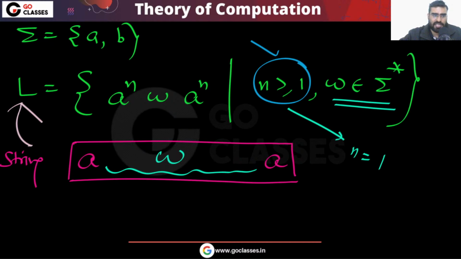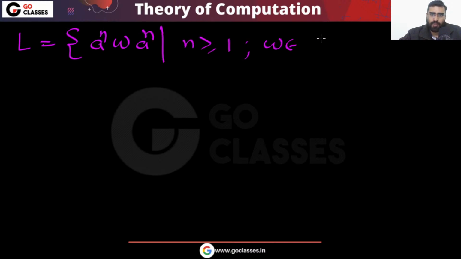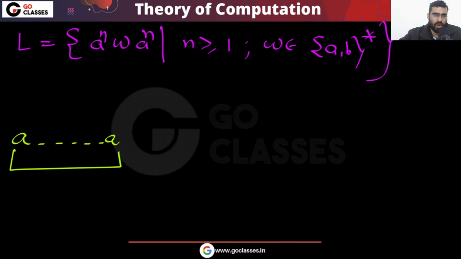W belongs to sigma star. This condition is satisfied. N is greater than or equal to 1. This condition is satisfied. All the conditions are satisfied. So finally we can say two things. This is your language a power n, w a power n, where n is greater than or equal to 1 and w belongs to (a, b) whole star. In this language, if your string has this format, then it will belong to L.